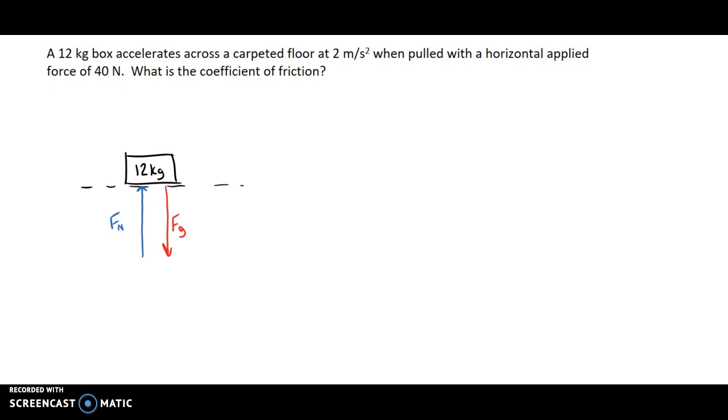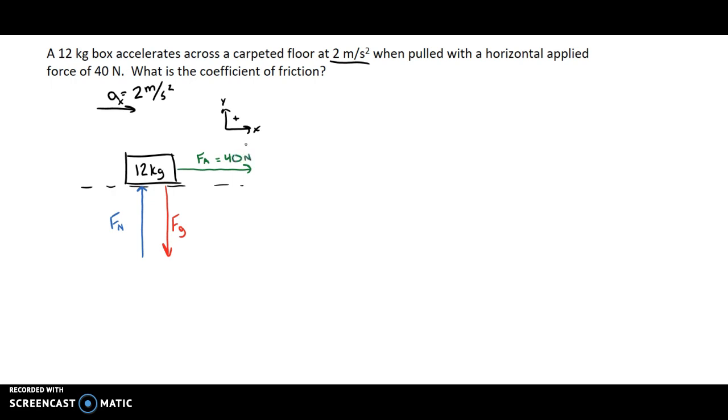This acceleration they give you is an acceleration to the right, and it's equal to 2 meters per second squared. Since the right would be the x direction and up would be the y, that would be an acceleration in the x direction. And so the acceleration in the y would be 0, which is why we know the normal force will equal the force of gravity. We're also told that there is an applied force to the right, Fa, and they tell us that value is 40 newtons.